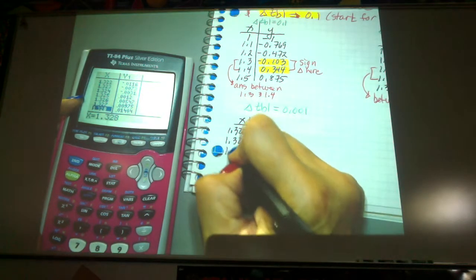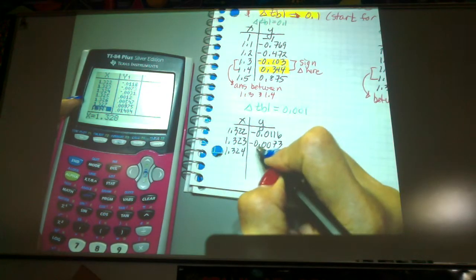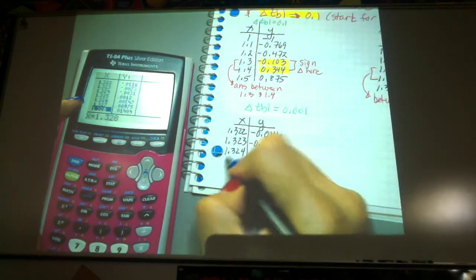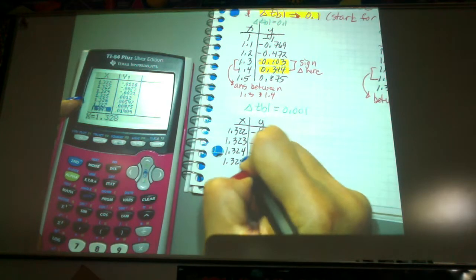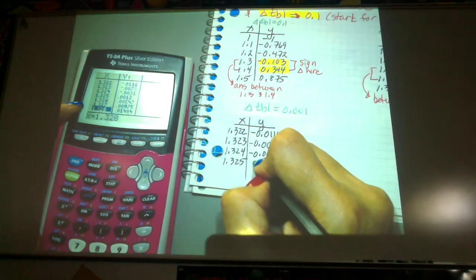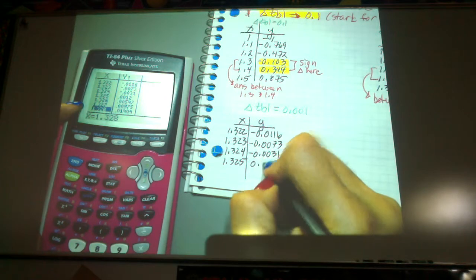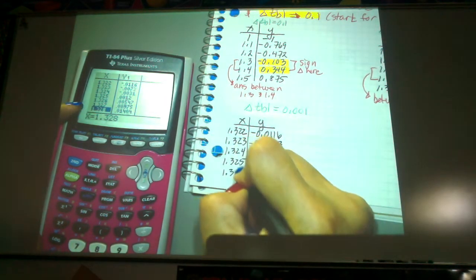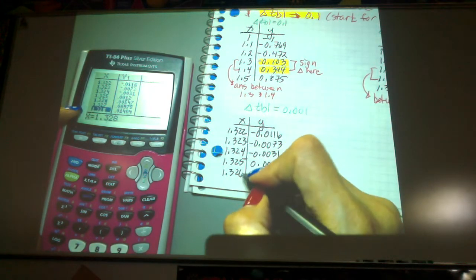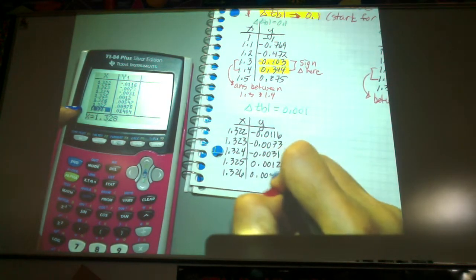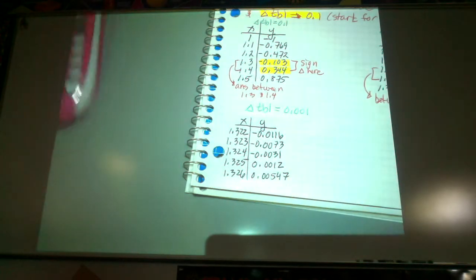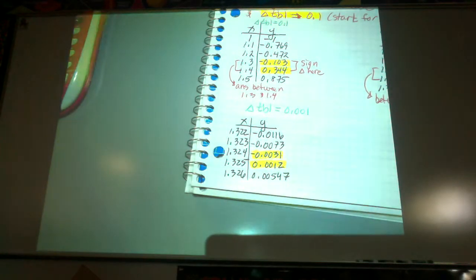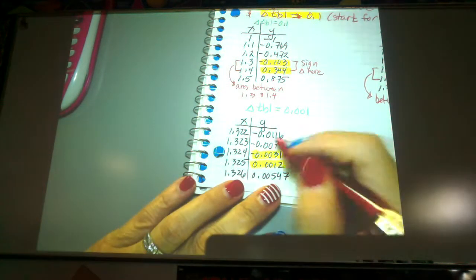And then 1.324 is at negative 0.0031, closer to 0 even still. 1.325 is at 0.0012, and that's where the sign change occurs. So one more, 1.326, and that's at 0.00547. Because I only want to go out to 2 decimal places, you can now see that's where the sign change occurs.